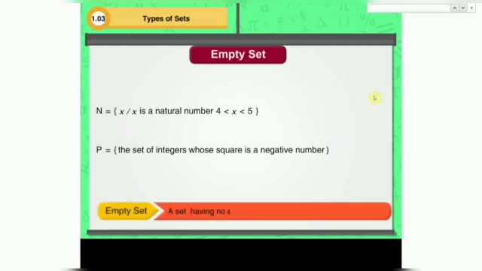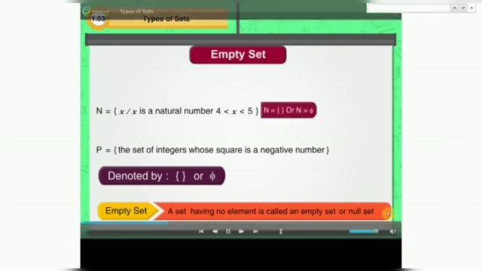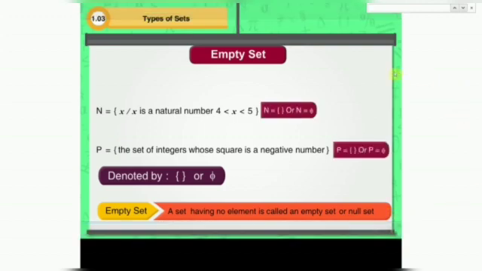A set having no element is called an empty set or a null set and is denoted by a curly bracket without any elements. It is also written as phi. In the examples above, we write N is equal to empty and P is equal to empty. The next type is a finite set.